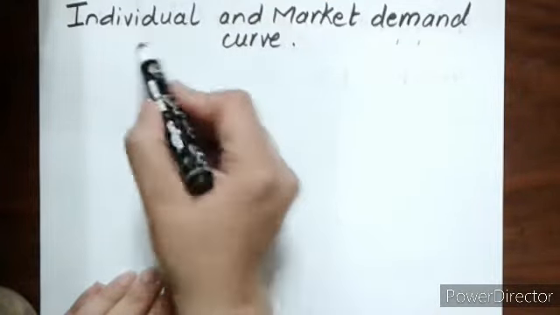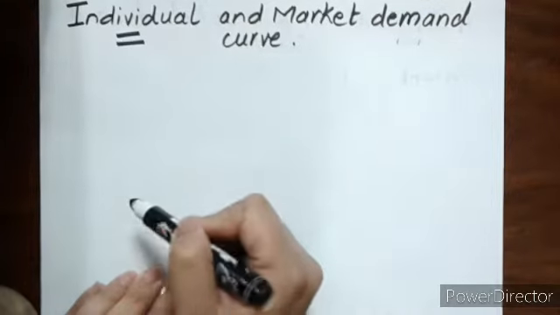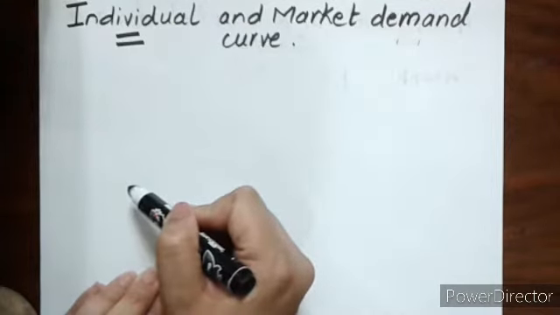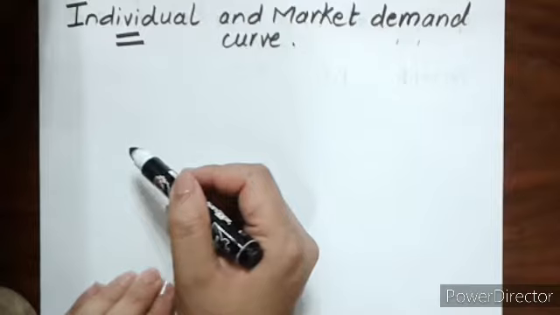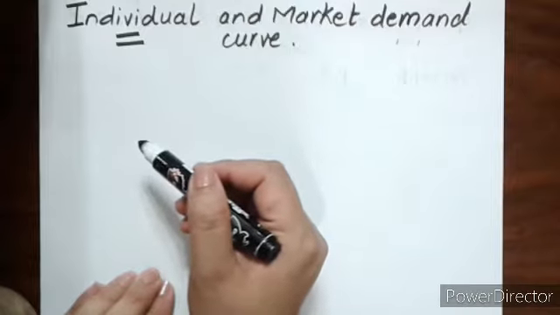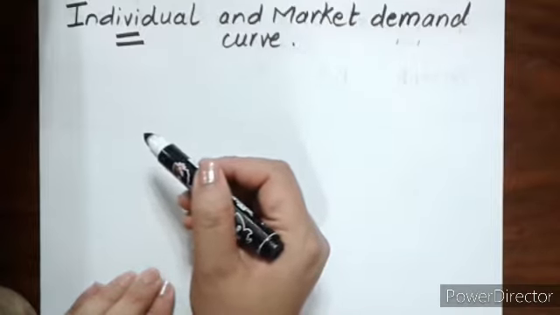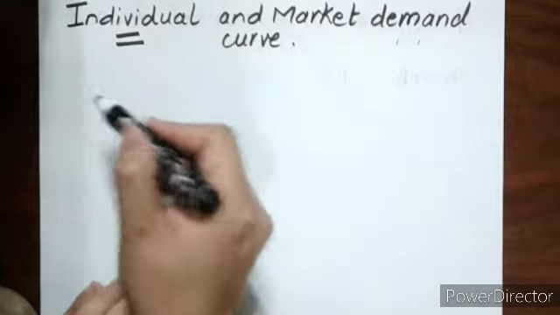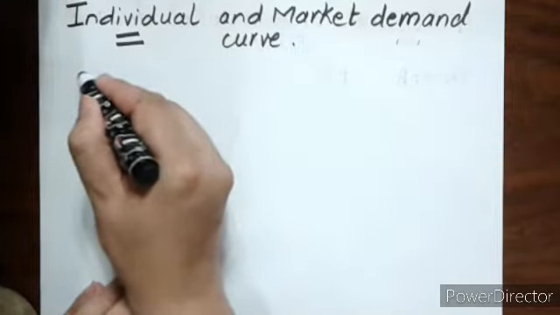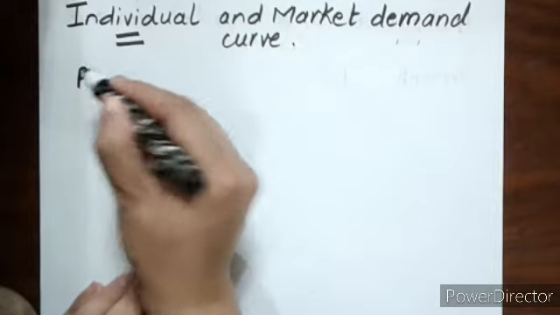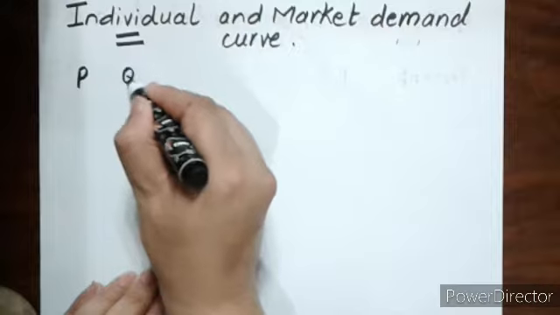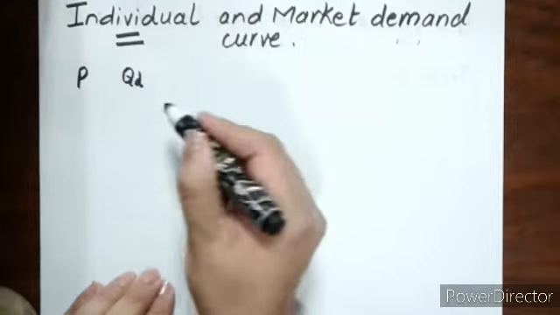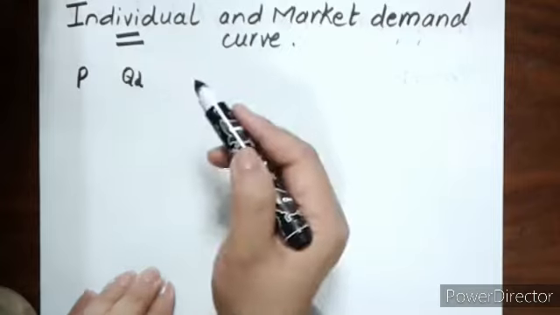First we have to understand individual demand curve. Now for individual demand curve we need to have an individual demand schedule or individual demand table. What is a demand schedule or demand table? It is simply a table that we drew earlier, in which one column shows price of a certain commodity and the other column shows quantity demanded of that commodity at that price level.